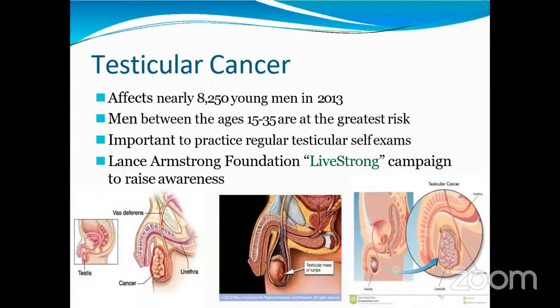Then testicular cancer. It affected about 8,250 young men in 2013. The statistics will change year to year. Men between the ages of 15 to 35 are at greater risk. The important thing is to practice regular testicular self-exams. And the Lance Armstrong Foundation, that is Livestrong, campaigns for awareness of testicular cancer.